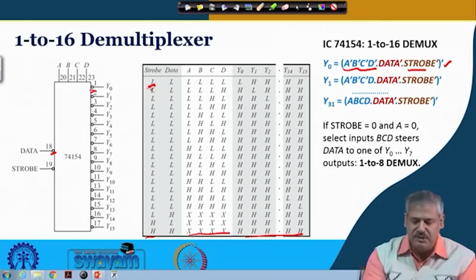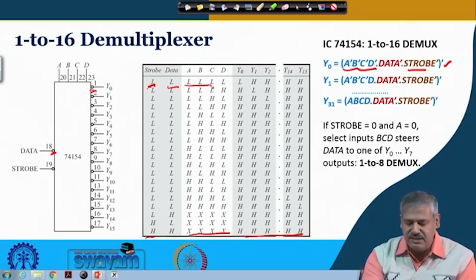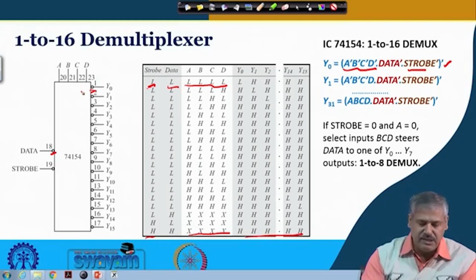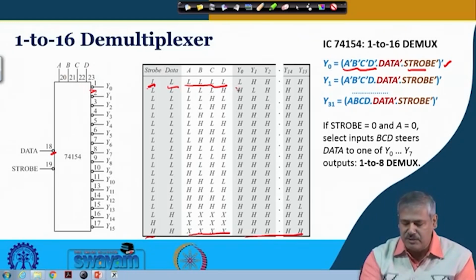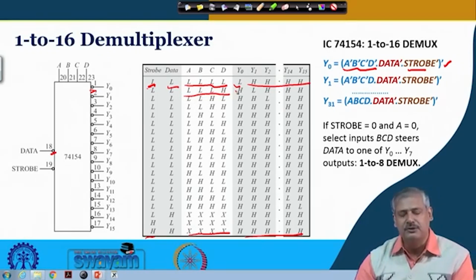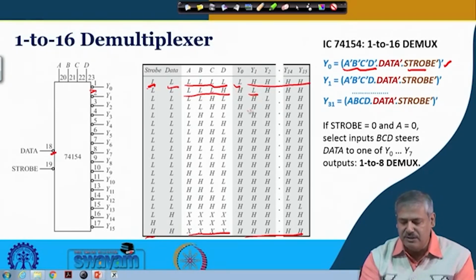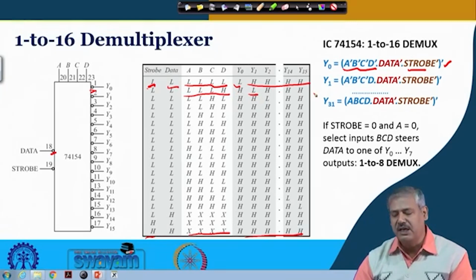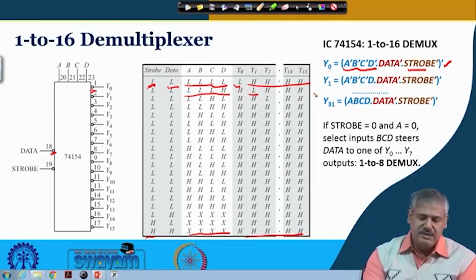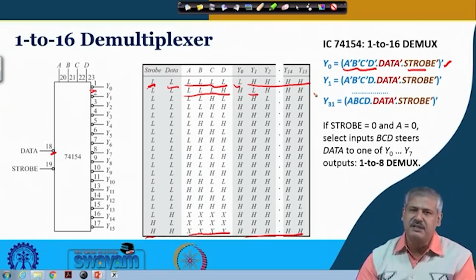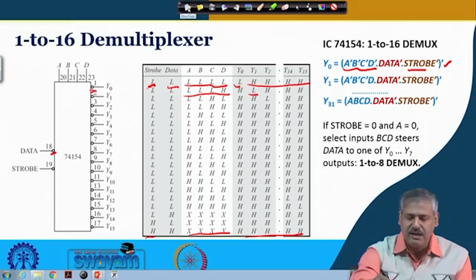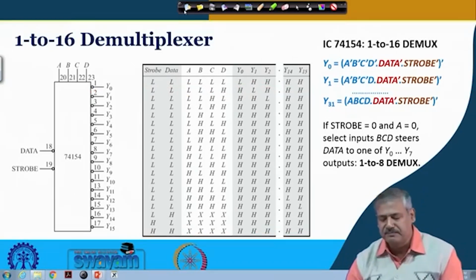When strobe is low and the data is low, and if selection ABCD is LL, the first one is getting selected, so the corresponding Y0 becomes low, rest all are high. And if ABCD is 0, 0, 0, 1, then Y1 is low and all the rest are high. This is similar to what we had seen before. The 1 to 16 demultiplexer also follows the same philosophy, and we can understand how it works.